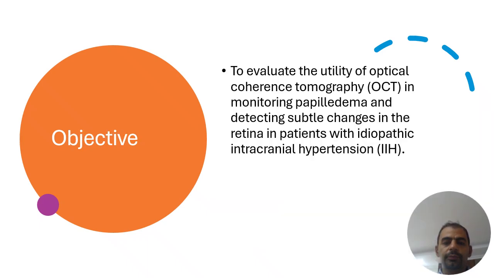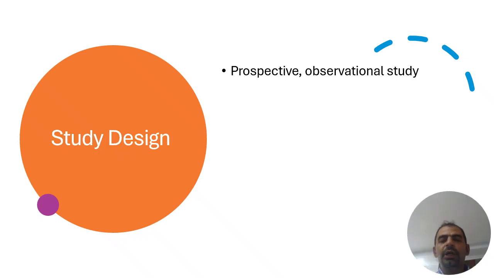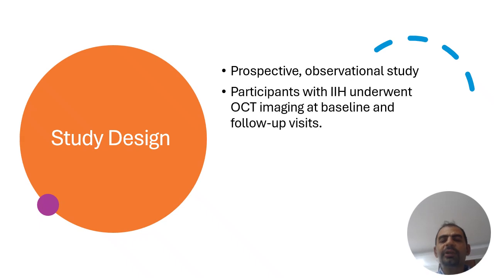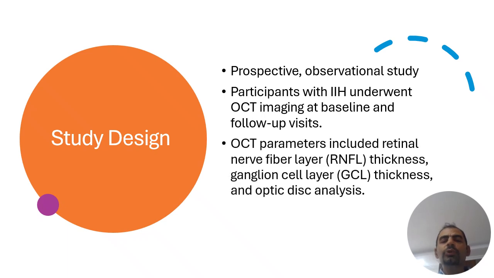So the study evaluated the use of optical coherence tomography in monitoring papilledema and detecting subtle changes in the retina in patients with idiopathic intracranial hypertension. The study was a prospective observational study. The participants had IIH and underwent OCT imaging at baseline and in the follow-up visits. The OCT parameters that were measured included the retinal nerve fiber layer thickness, ganglion cell layer thickness, and optic disc analysis.